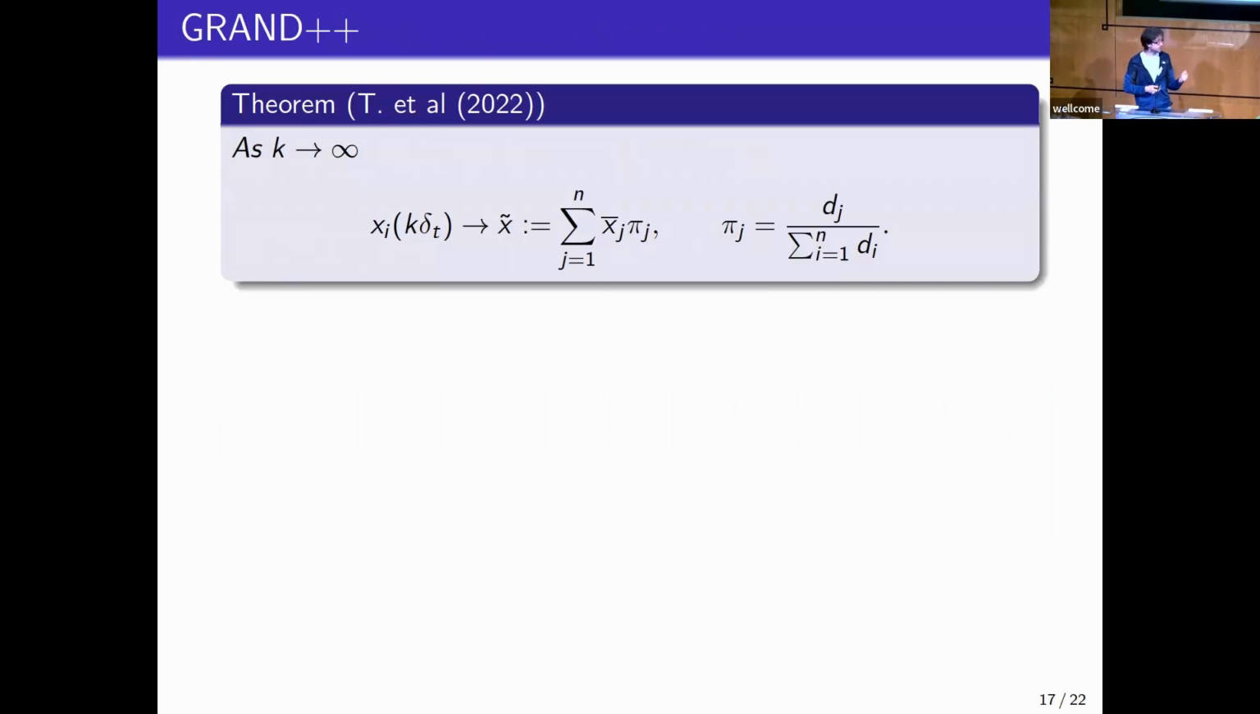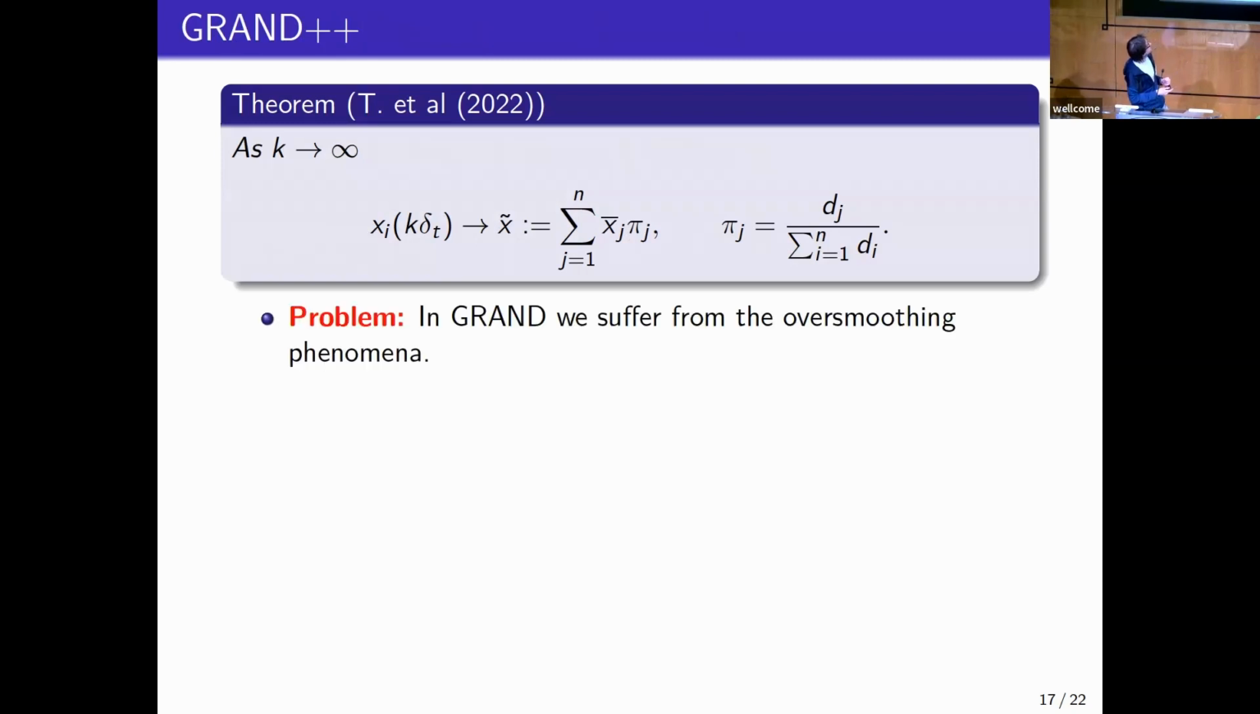Right, so this random walk has a stationary distribution. So of course, as time goes off to infinity, it's going to be distributed according to its stationary distribution. And the stationary distribution itself is just proportional to the degree of each node.